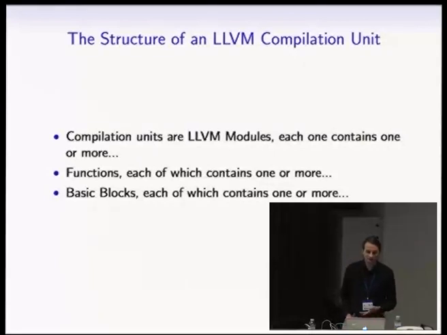Functions contain basic blocks, and a basic block is a sequence of instructions with no flow control in it. So it's a sequence of instructions which are executed one after the other, and any flow control happens at the end of a basic block. So if you have an if statement, you'll get one basic block with the condition in it, and then another basic block with the if body, and you'll have a branch either going to that basic block or going to after that one. And then, yeah, it all joins together. And basic blocks contain instructions.